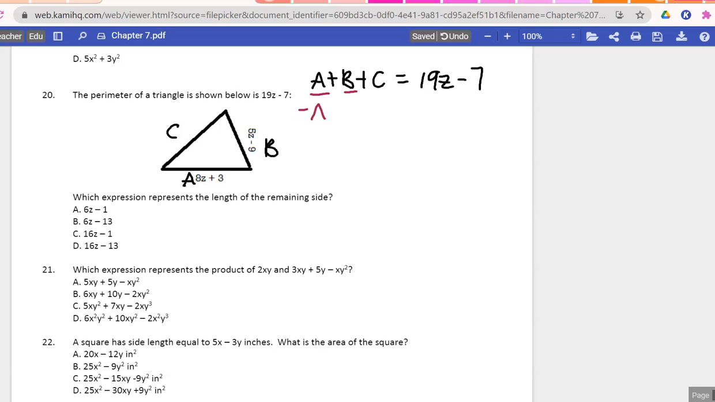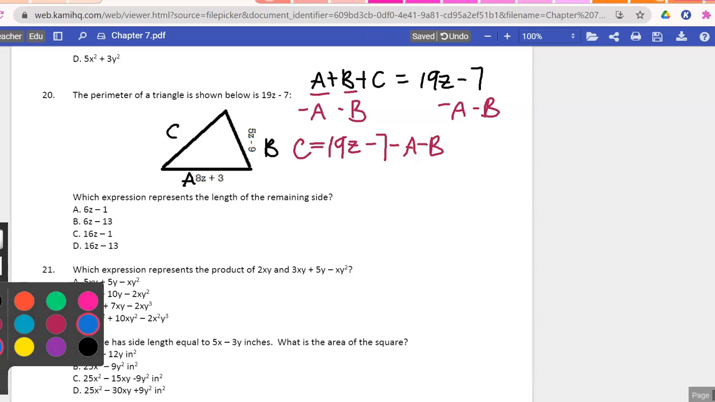I'm going to subtract A, subtract B from both sides first. So minus A minus B. Now I have C equals 19Z minus 7 minus A minus B. To simplify here, though, I need to put this 8Z plus 3 in for A. Make sure you put it in parentheses. And I need to put this 5Z minus 9 in for B.